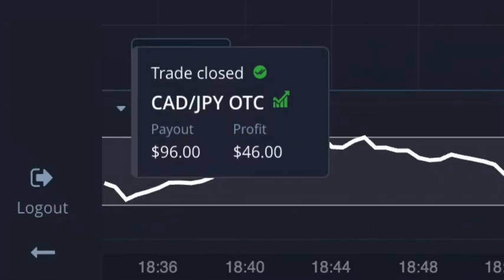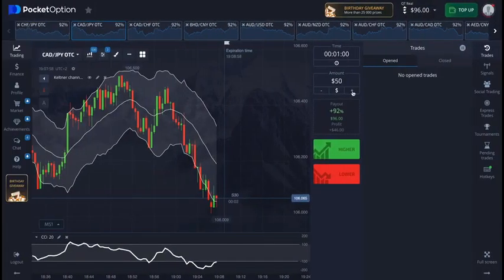This trade went in profit. Very nice. Let me show you the next example.